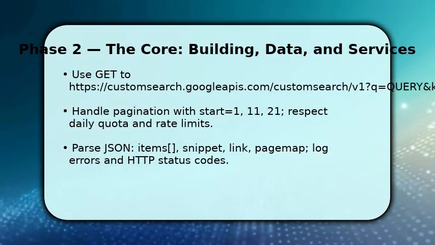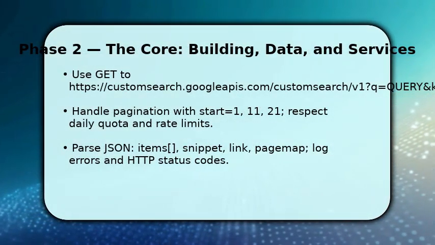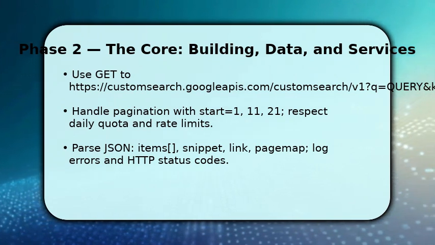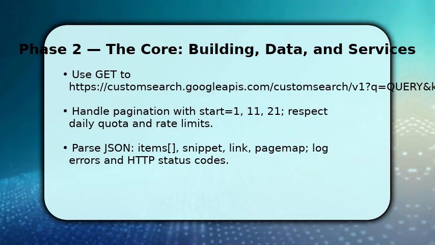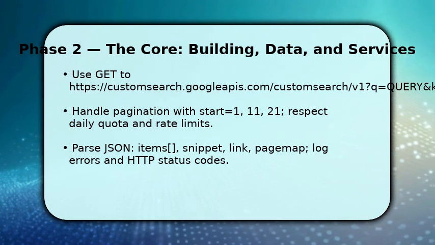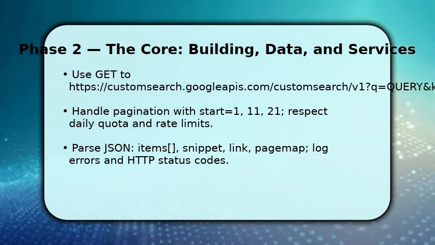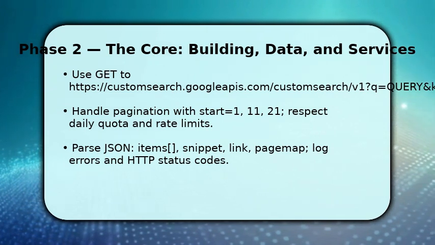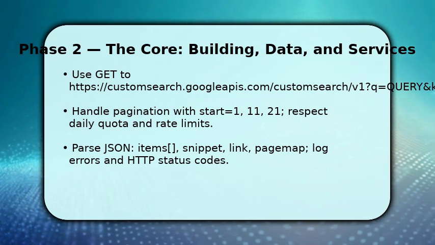Next, you construct requests and validate responses. Use an HTTP GET with q for the query, key for your API key, and cx for the CSE ID. Test from curl, Postman, or your app. Once you get results, parse items for snippet and link, and use PageMap for structured data. For more results, paginate with start equals 1, 11, 21, watch quota.